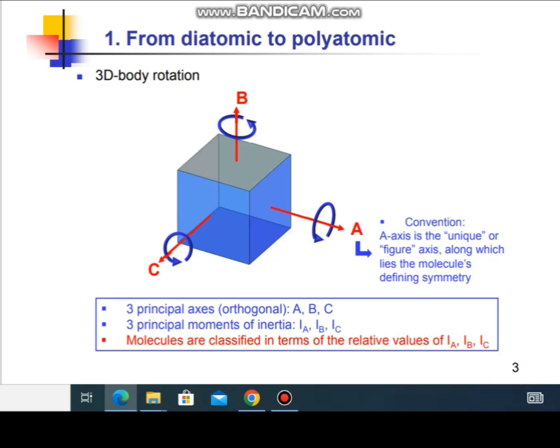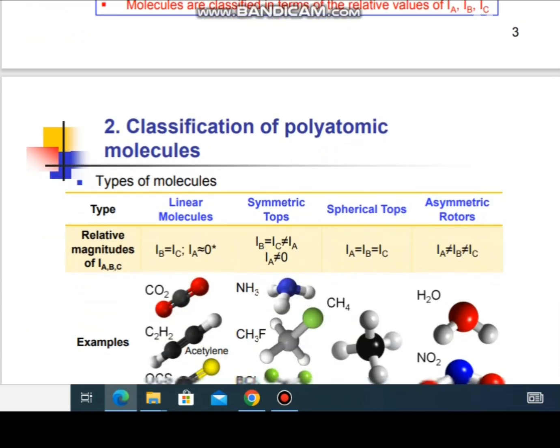And the moment of inertia: if it is rotating along the axis A, the moment of inertia will be Ia. Along the axis B, the moment of inertia is Ib. If it is rotating along the axis C, the moment of inertia is taken as Ic. Moment means movement, inertia means rest. So if the atoms have some displacement, there will be a moment of inertia.